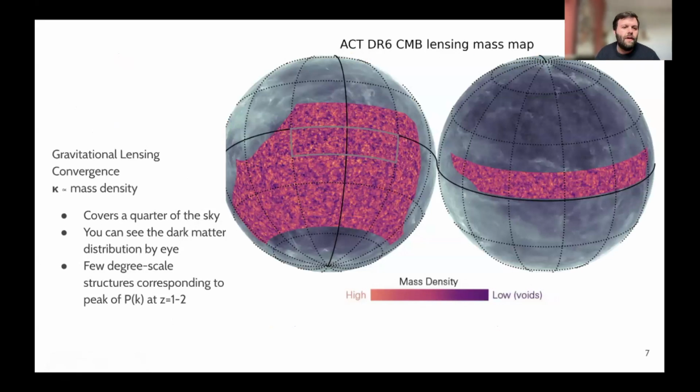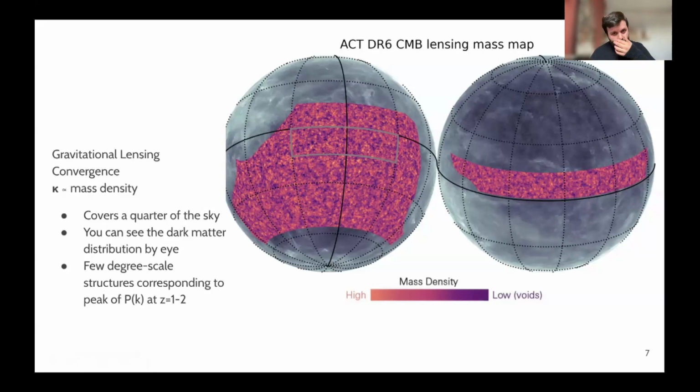Okay, and so without further ado, let me show one of our key products, the ACT-DR6 CMB lensing mass map. What's shown here is the gravitational lensing convergence, which is directly proportional to the density of mass. Now you can see our lensing mass map is probing the mass distribution in projection over a quarter of the sky. And it's filtered using a Wiener filter so that you're really seeing signal-dominated scales, and you're really seeing the dark matter distribution in projection by eye. Most of the contributions here, given the lensing redshift kernel, come from around redshift 1 to 2.